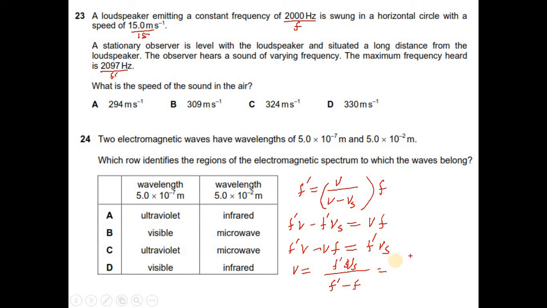Substitute all the numbers. So this is 2097 (F dash) times Vs, the speed of the source, which is 15, divided by F dash minus F. So 2097 minus 2000. If you solve this, you will have V as 324.27 meter per second. That means your option is C.